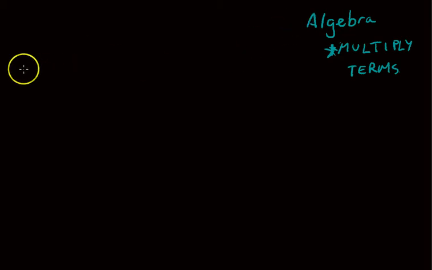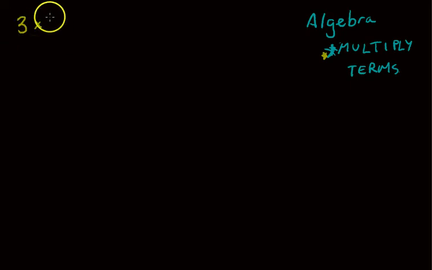Alright, still going with the algebra here. This time we're multiplying terms together. In the last video you learnt what a term was and how to group like terms. This time we're multiplying terms, and you can multiply absolutely any terms together that you want to. So let's take a look at a couple of examples here, I guess.